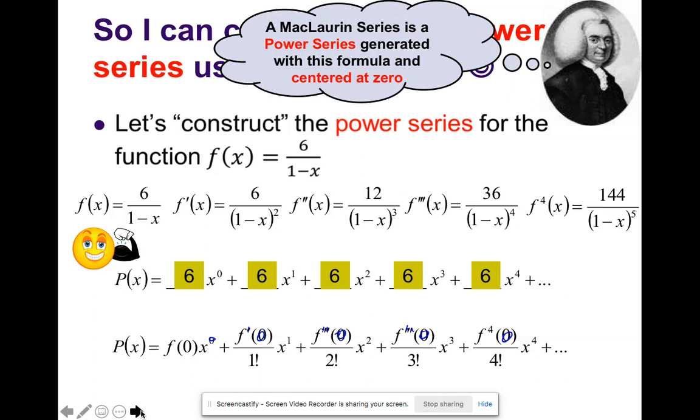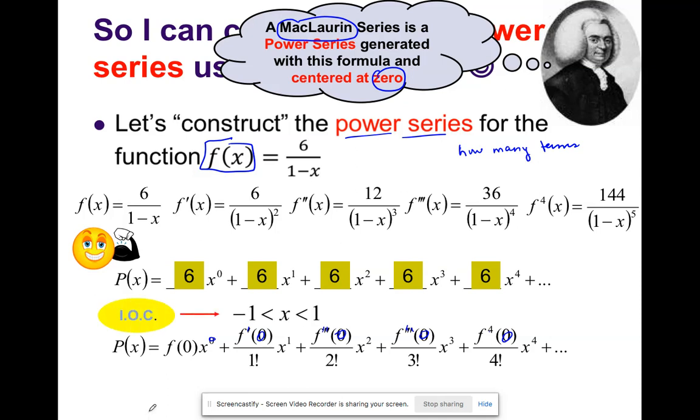A Maclaurin series is a power series generated with this formula and centered at 0. Somebody has to give you a function, then ask for a power series, and then ask for how many terms. They also have to give you a center unless they use the word Maclaurin. If they say make a Maclaurin, they don't have to give you the center, because what do you know the center is? 0.